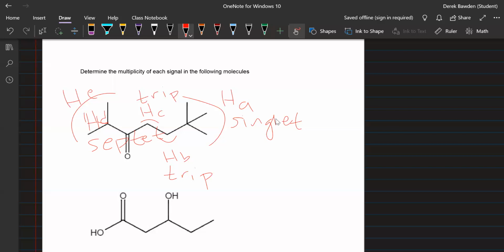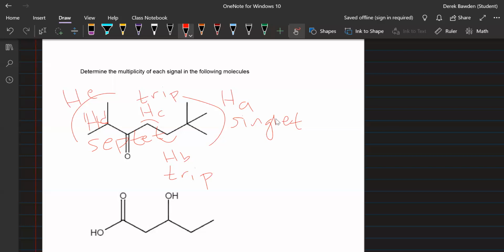Okay. 6 is sextet, 7 is septet, 8 is octet, 9 is nonet, and 10 is dectet. So just kind of know they're the normal numbers as you go through 10. But anything 7 and above is considered a multiplet.